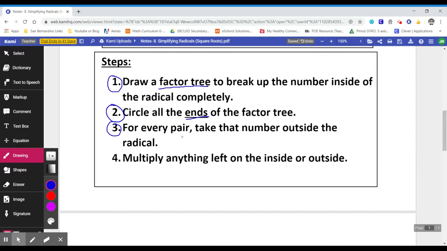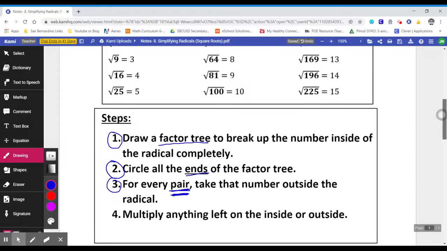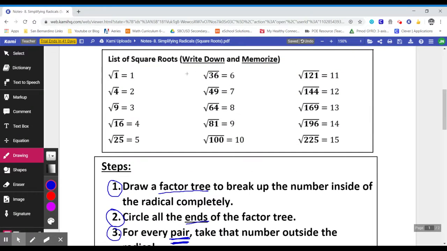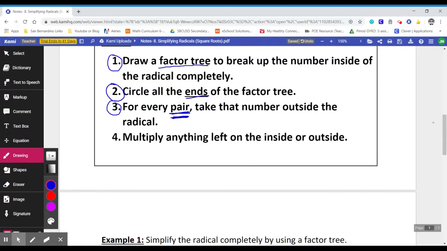Number 3, for every single pair, and I'm going to underline pair here, you're going to have to take that number on the outside of the radical. Why do I want a pair? Well, if you remember when we talked about square roots, there's a little 2 on the outside of every single one of these that we don't really write. So therefore, we're looking for pairs to be able to take that number on the outside. This would actually be the same thing when you have a 3 on the outside, you want 3 of the same. If you have a 4 on the outside, you want 4 of the same number. If you have a 5 on the outside, you want 5 of the same number, etc.